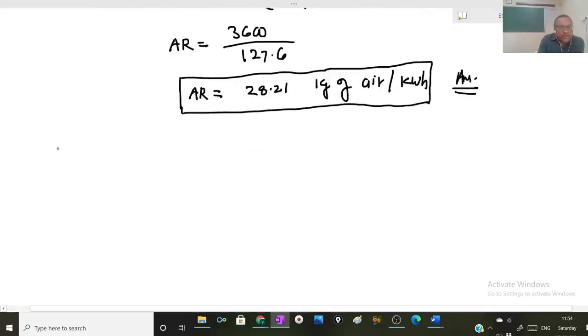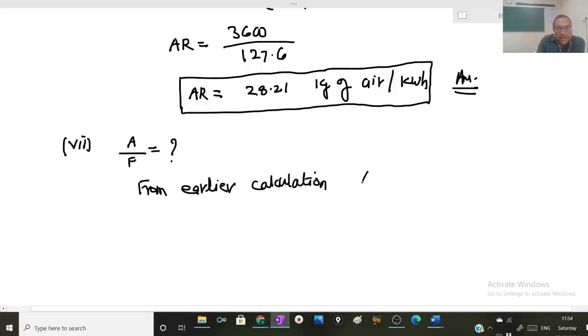Then 7. 7 is air fuel ratio. This calculation for air fuel ratio I have already done. So I can write here from earlier calculation, air fuel ratio comes out 59.52. No need to do that calculation once again. You have already shown that calculation.